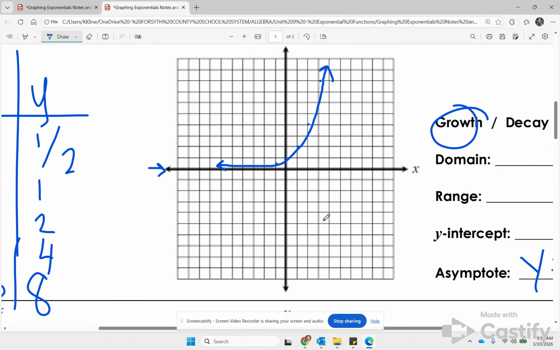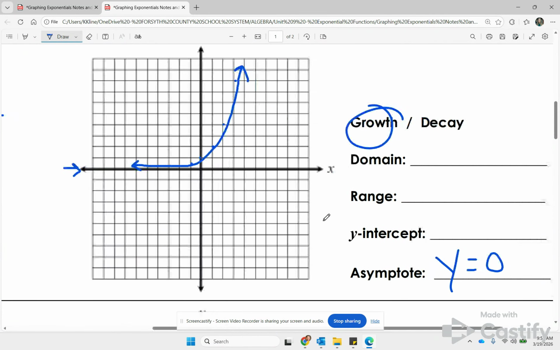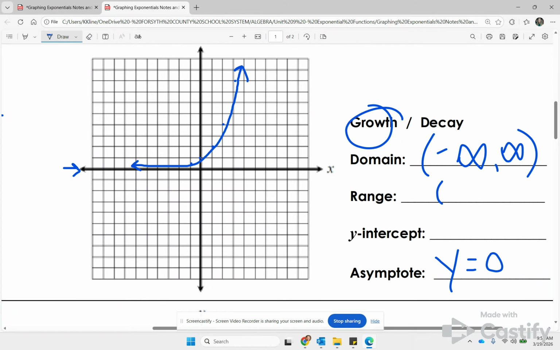It has arrows on both sides. The domain, hopefully you guys have seen, is going to be negative infinity to positive infinity. Your range is always going to depend on your asymptote. Because this is exponential growth and going up forever, I'm going to go to positive infinity for my range, but I'm never going to get below 0, and so that is why your range is going to be 0 to infinity.